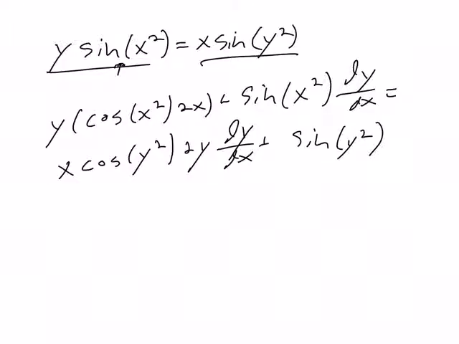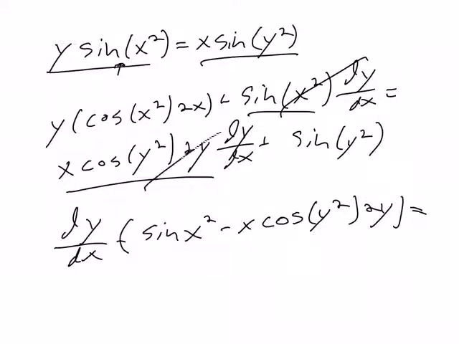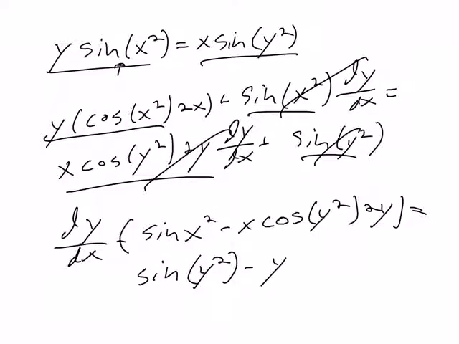Okay. So now, I'm going to have dy over dx times, this is going to be that, so it's going to be sine of x squared, and that's that. Then this is going to move to the other side, so it's going to be negative cosine x cosine y squared 2y. That's going to equal to, so this stays positive, sine y squared, and this is going to move to the other side, so it's going to be negative, so minus y cosine x squared times 2x.